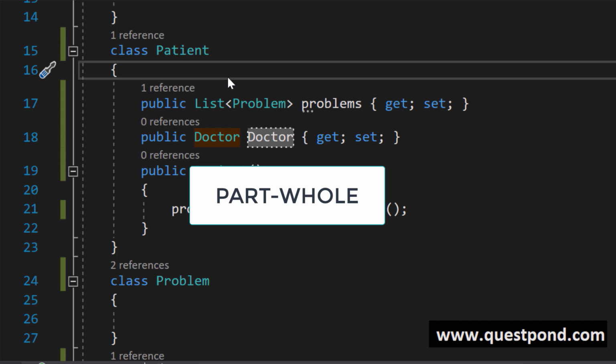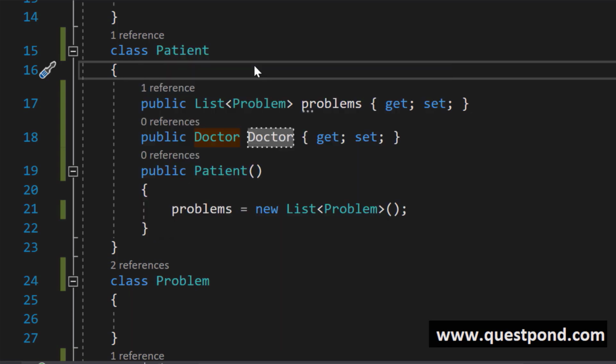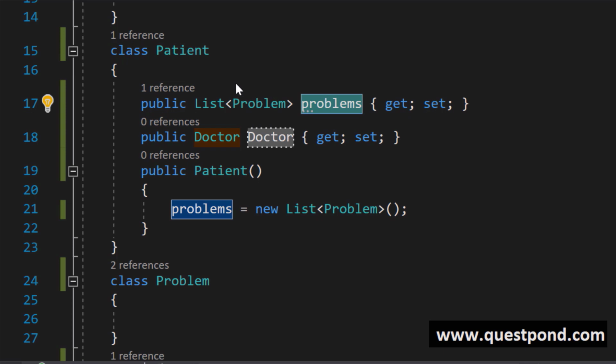A part-whole relationship is nothing but when the objects are connected as a part and a whole. For example, sleeves are a part of a shirt. So shirt is the whole and sleeves are part of it. Wheels are a part of the car. So car is the whole and wheels are a part of it. A branch is a part of a tree, a chapter is a part of a book, a word is a part of a sentence, and a letter is a part of a word, right? And you can see in my code here, the problem is a part of the patient. So problem is the part and patient is the whole.